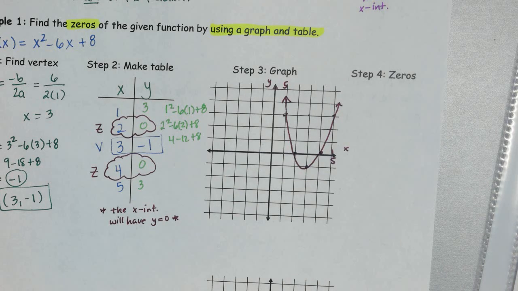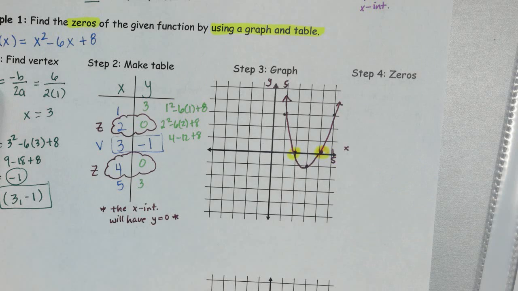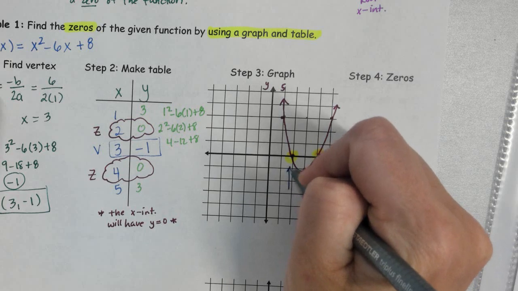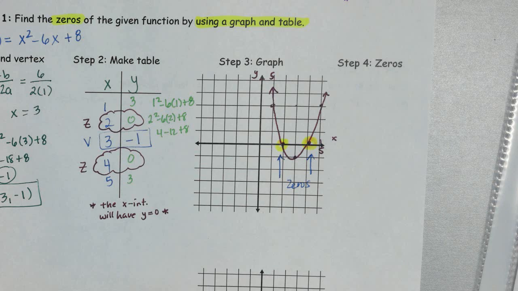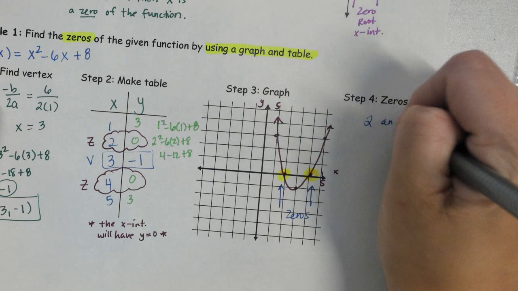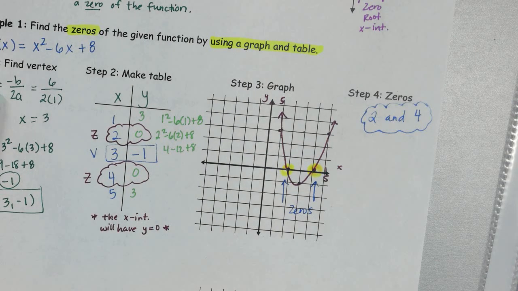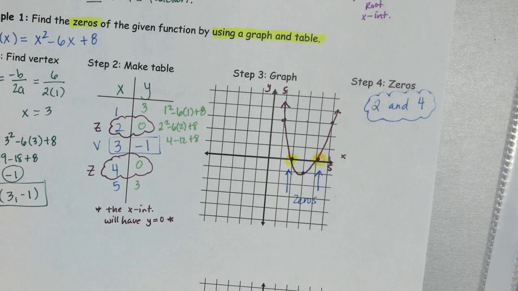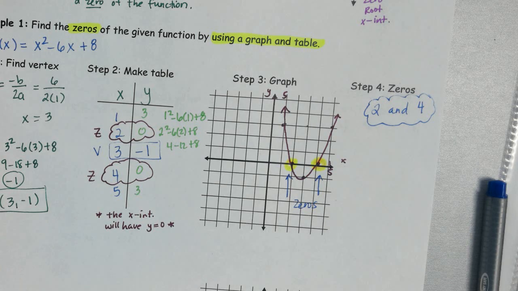Okay, and the main thing that we're looking for here are the x-intercepts, right? We found them in the table, but we can also see them in the graph. Those are your zeros. So the zeros are 2 and 4. That would be your answer, 2 and 4. We have our table, we have our graph. Alright, what questions do you guys have for me on part A?